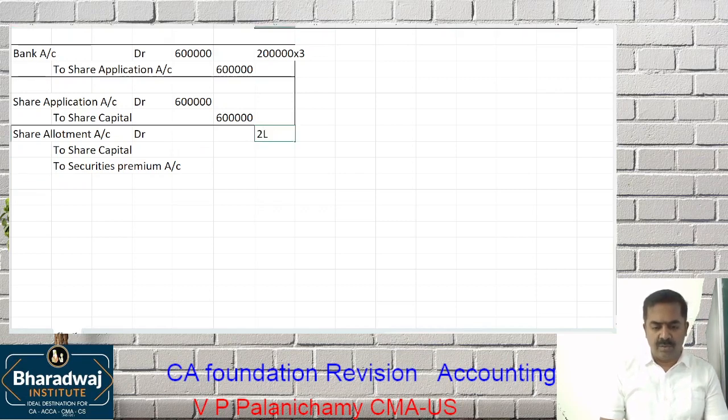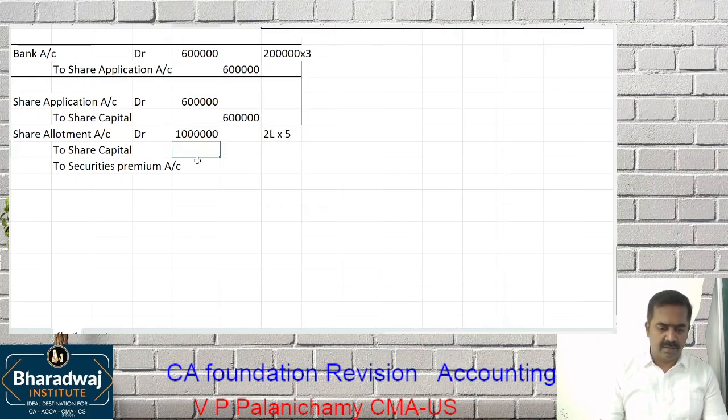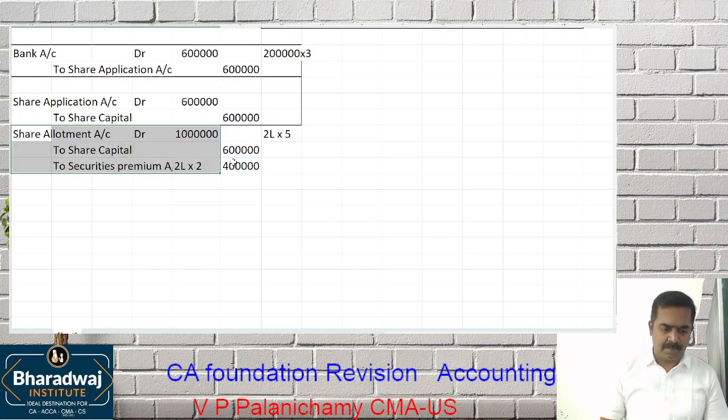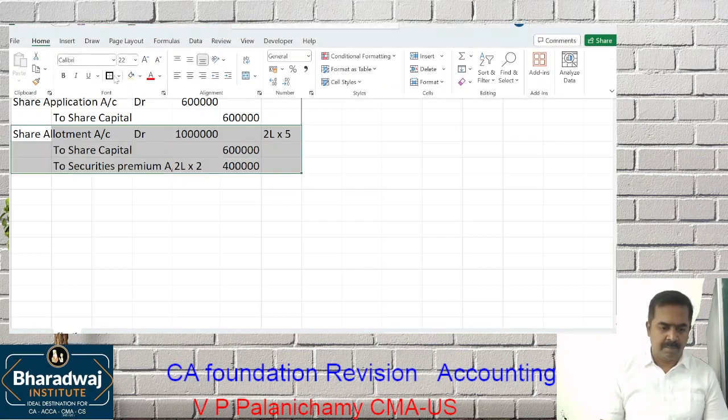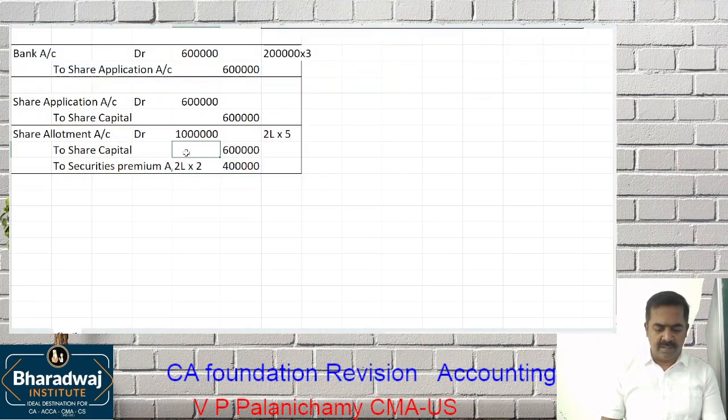Two lakh into how much? 5 rupees. Premium, how much is it? Balance? The capital is like 2 lakhs into 3 rupees.